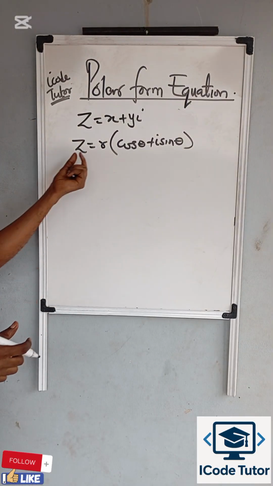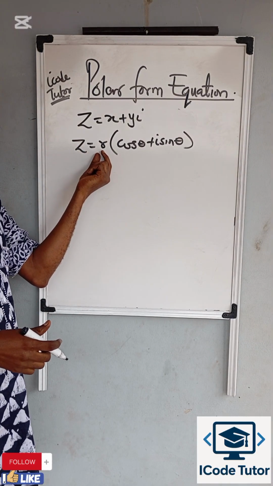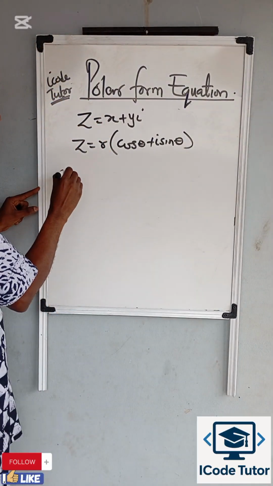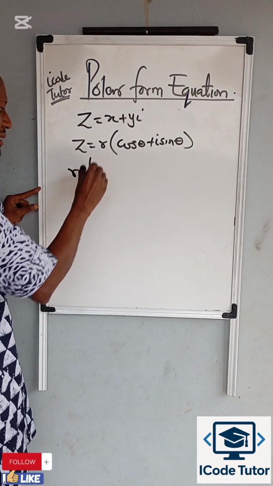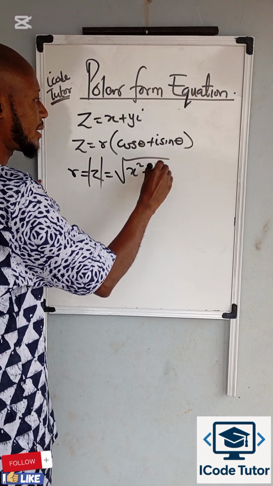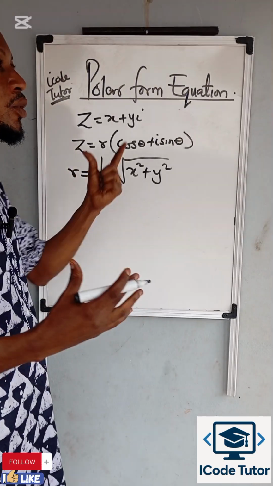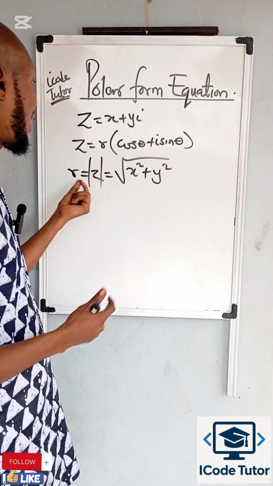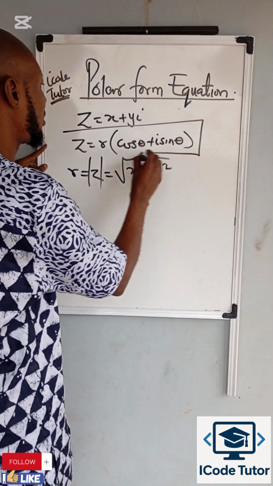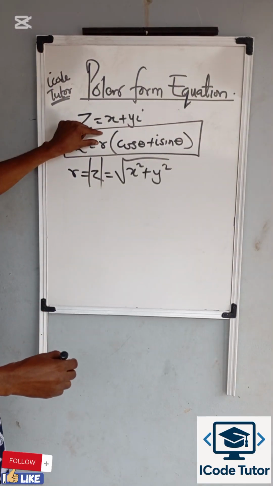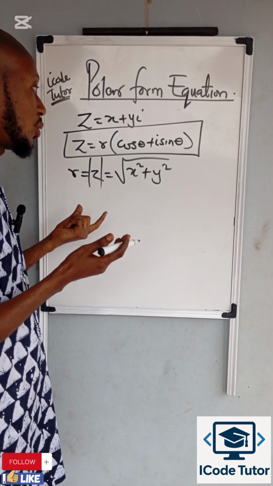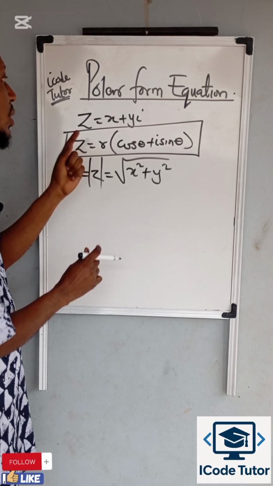Now from here, as you know, r is the modulus or absolute value. From our previous discussion, we said that r is the same thing as the modulus of z, which is equal to the square root of x square plus y square. That means that when you are converting from rectangular to polar, you need to find the value of your r. That is the modulus or absolute value. Once you have calculated your r, you need to find theta.